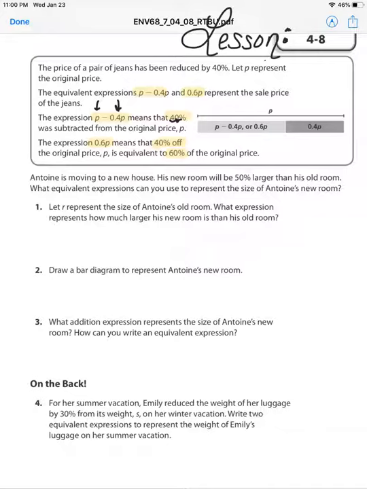If we look at the bar that they drew here to help represent what's going on, you can see that the price of the pants is the entire bar. And here is the part that you are saving, which means the rest is what you are paying. That's representing it using a bar.